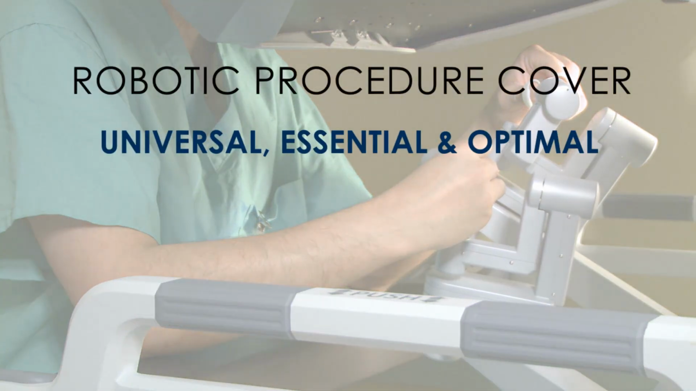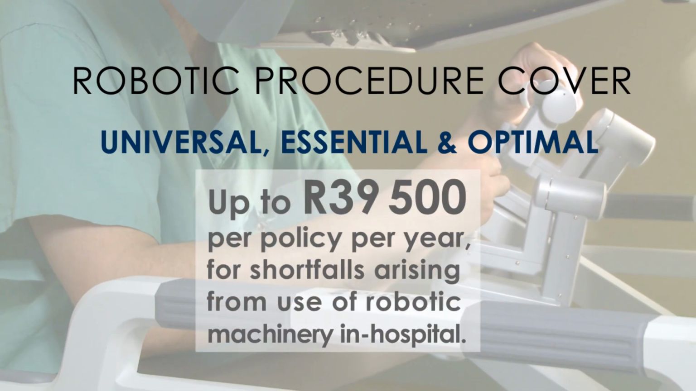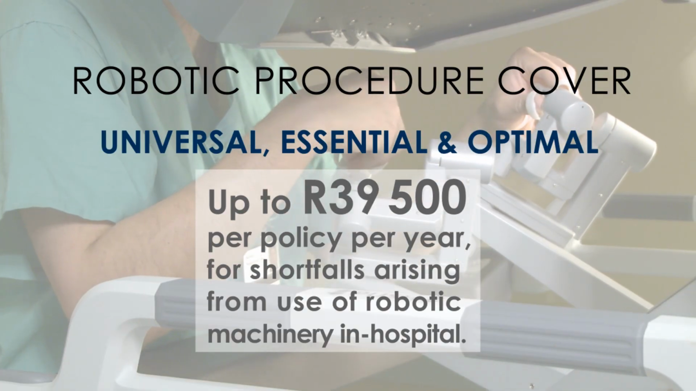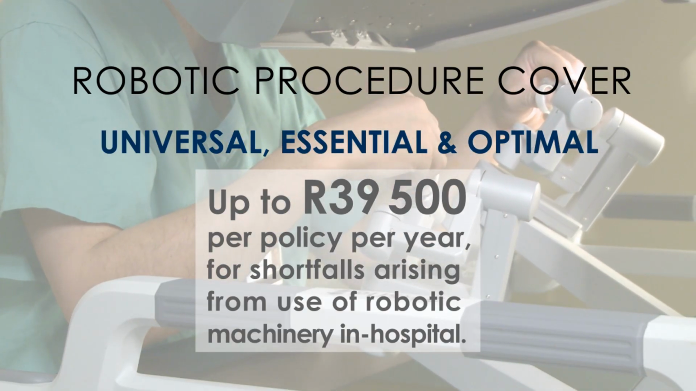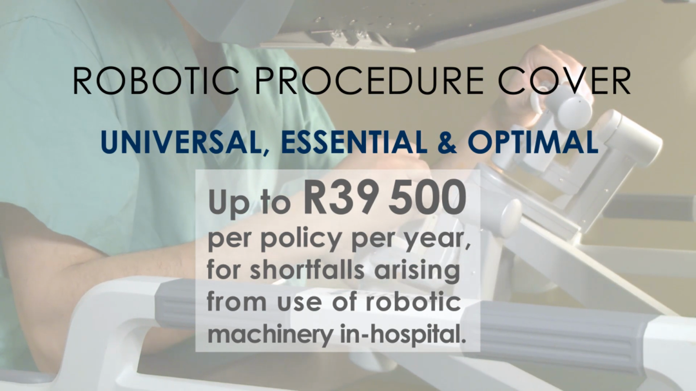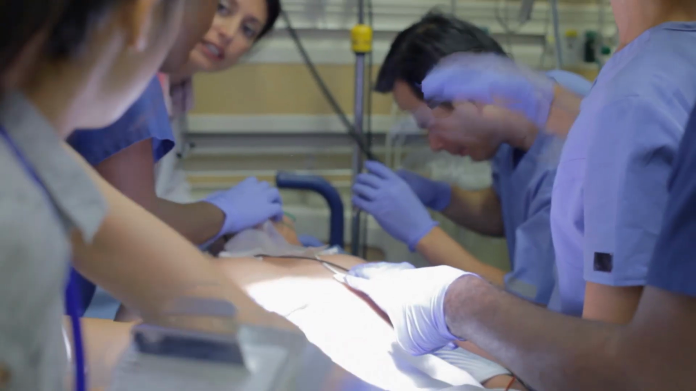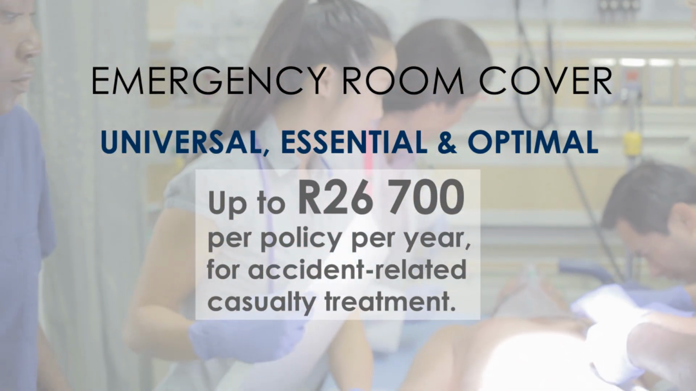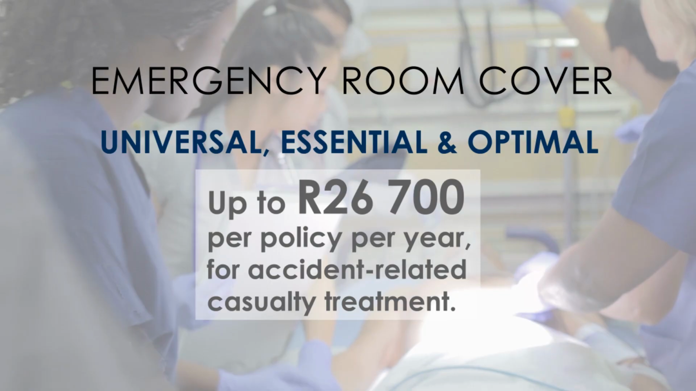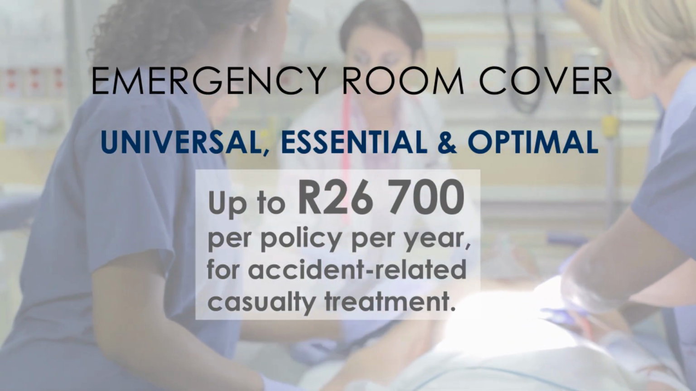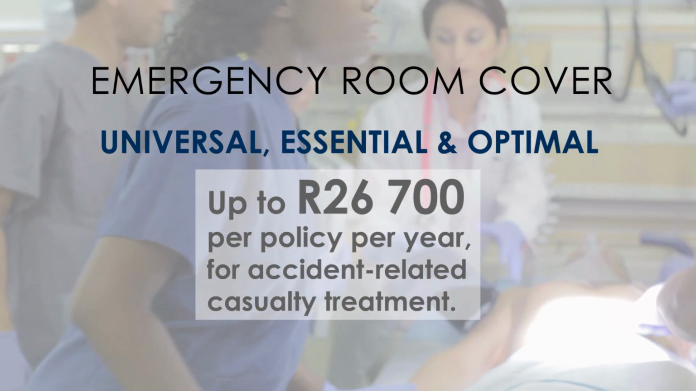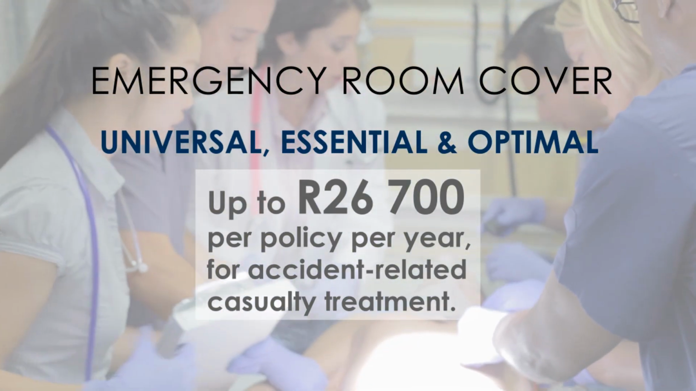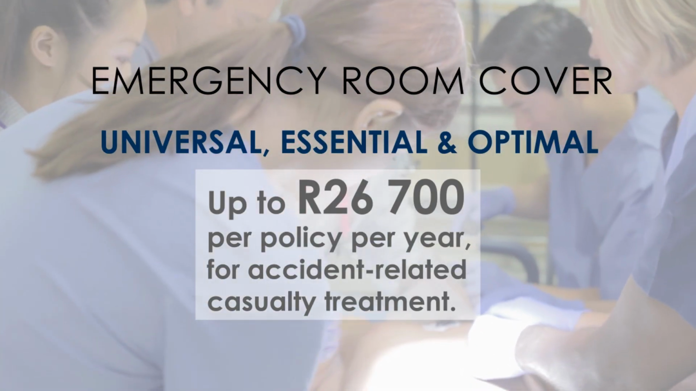All three GAP policies provide up to R39,500 per policy per year for medical expense shortfalls that arise from the use of robotic machinery during in-hospital operative treatment. All three GAP policies also provide emergency room cover of up to R26,700 per policy per year for accident-related treatment in a hospital casualty facility or by a GP where there is no hospital within a 30-kilometre radius.